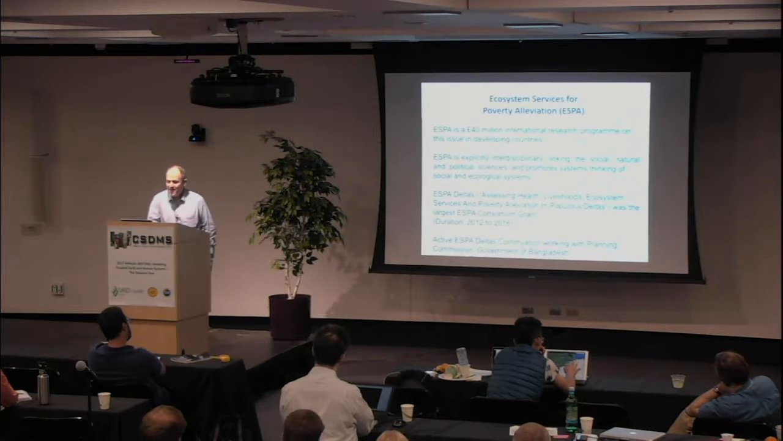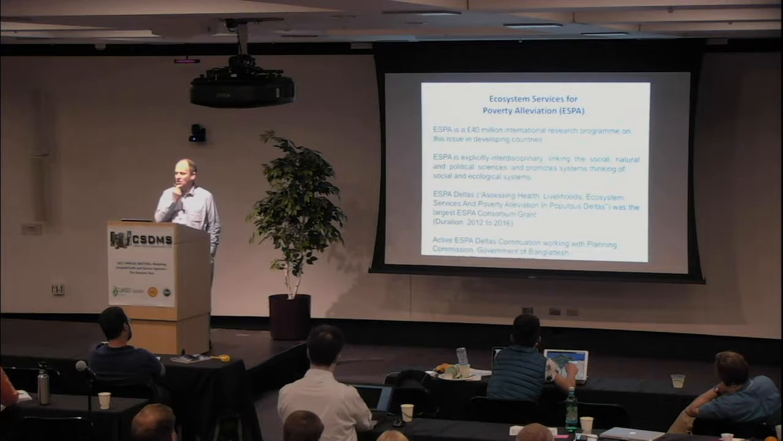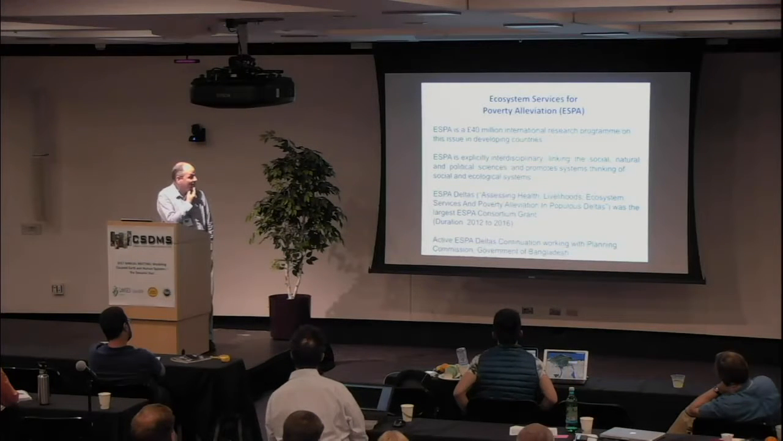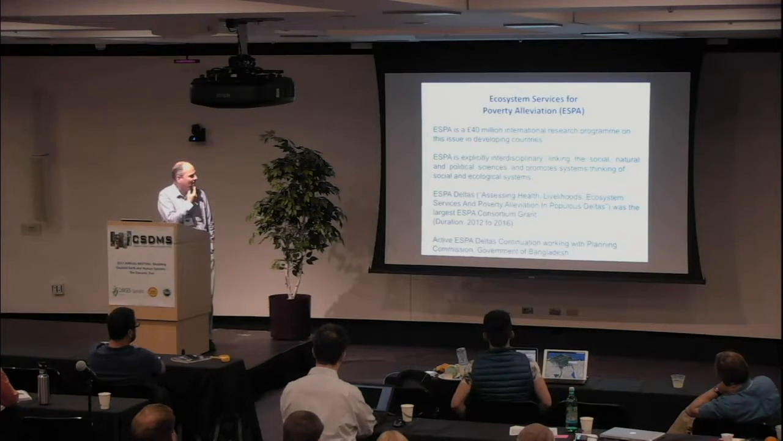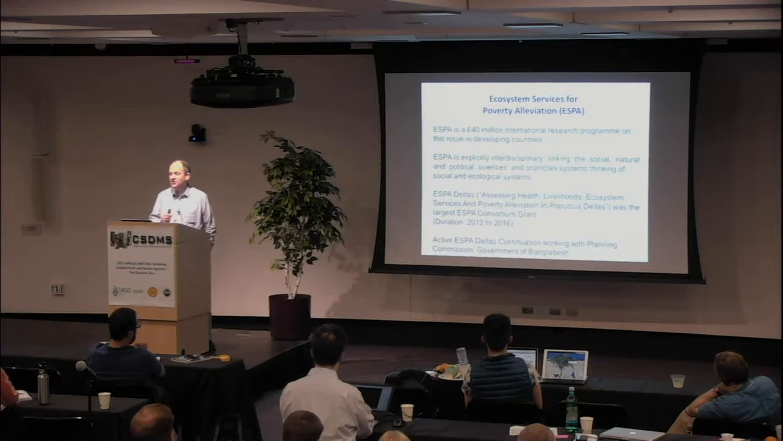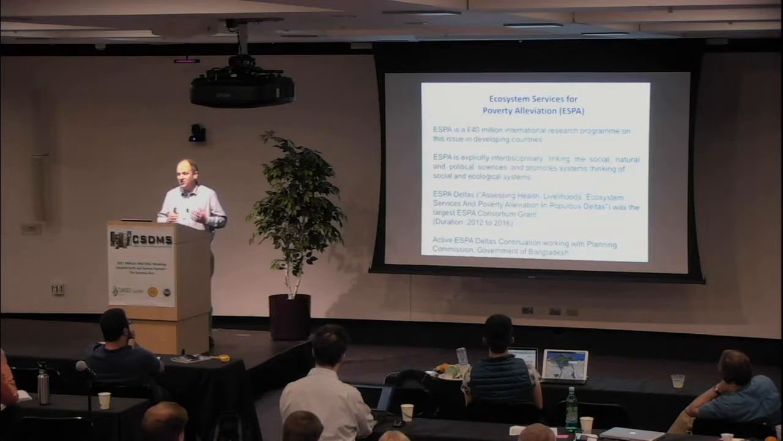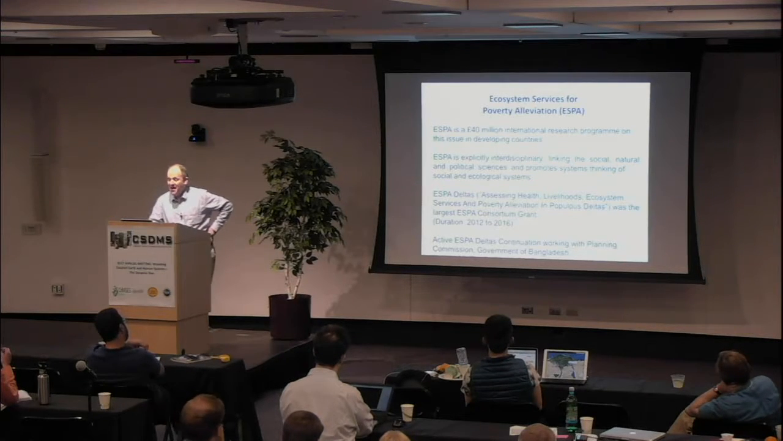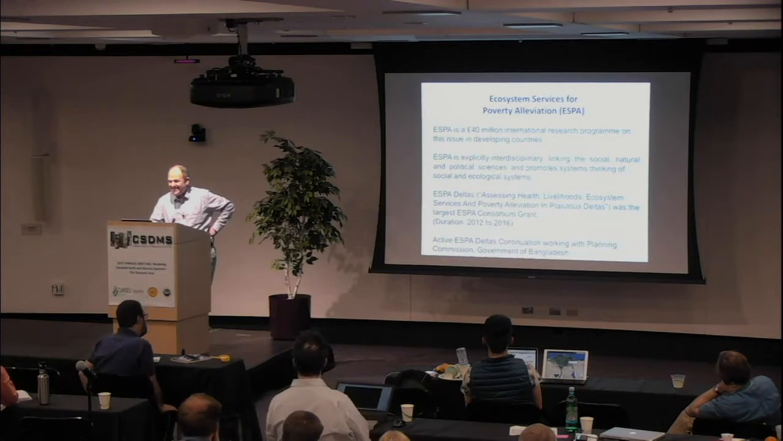Then ESPER, I've mentioned this ESPER Deltas project, and I think it's important just to mention ESPER, so it defines the context. It was a £40 million program, it is, because it's still active, looking at ecosystem services for poverty alleviation. So it's coming out of the Millennium Ecosystem Assessment and looking at this relationship between ecosystem services and poverty alleviation or human well-being. And so it was very explicitly transdisciplinary.